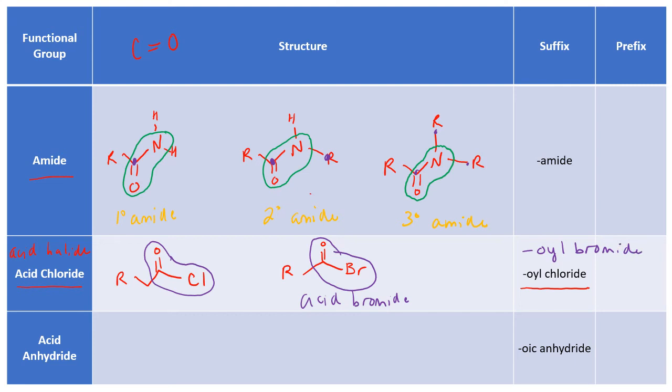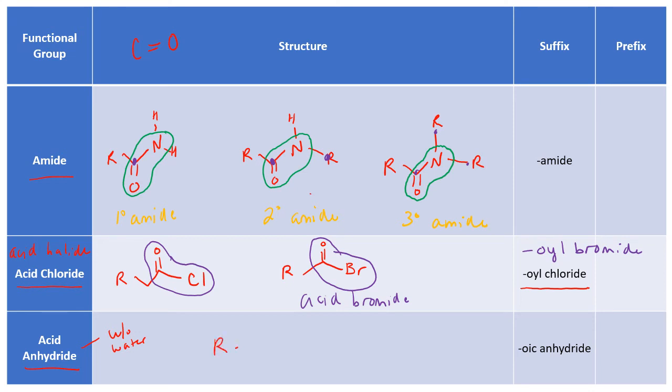And lastly on this page, we have acid anhydride. So the word anhydride means without water. So really what an acid anhydride is, is two carboxylic acids that came together and were dehydrated, so water was removed, and they form this anhydride molecule.